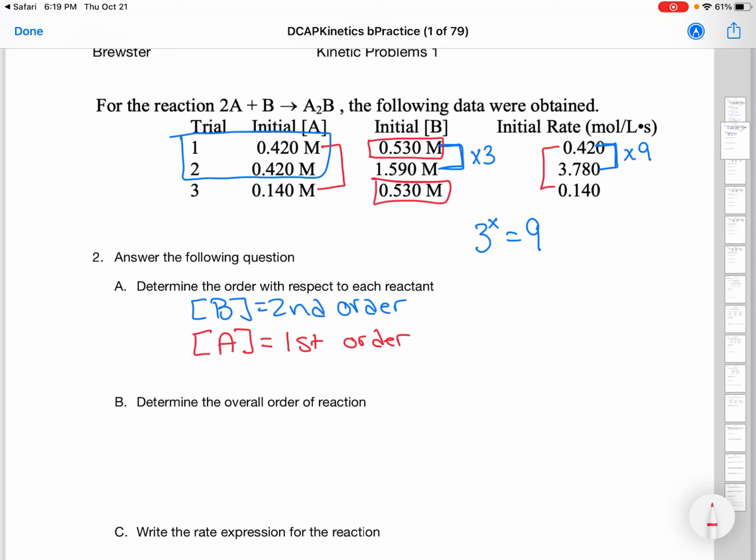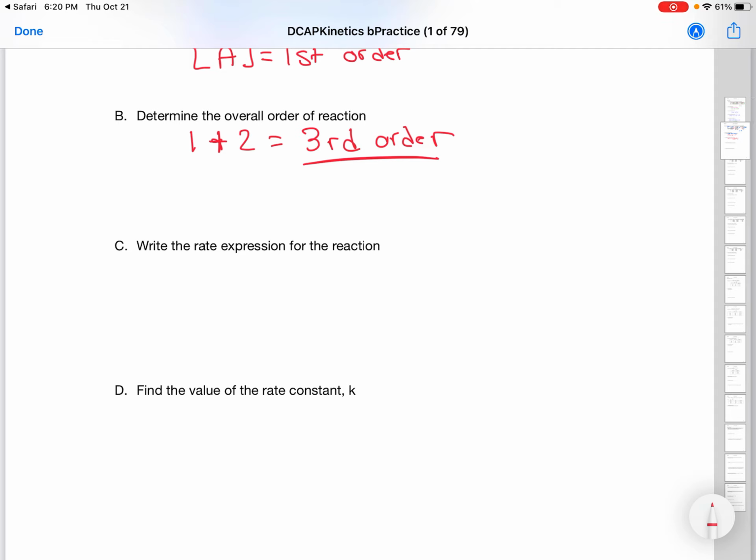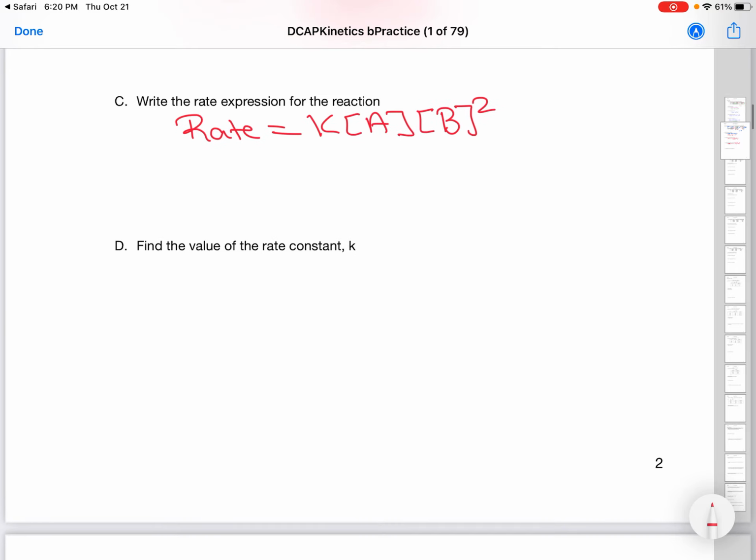To get my overall order, I basically take the first order plus the second order, and that makes it third order. That's how I get overall. To write the rate expression, I will simply say rate equals K, A to the first, B to the squared. And to find my value, I will use that expression that I just wrote, and now I'm going to step in numbers and solve for my K.